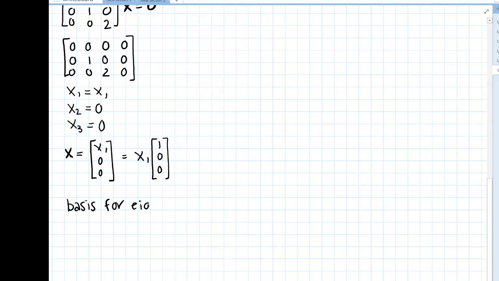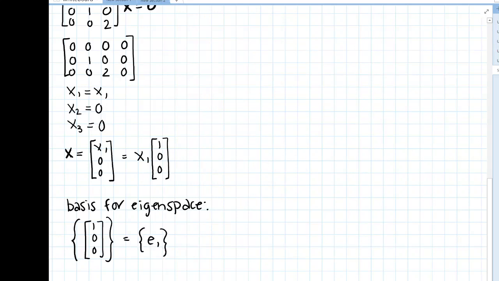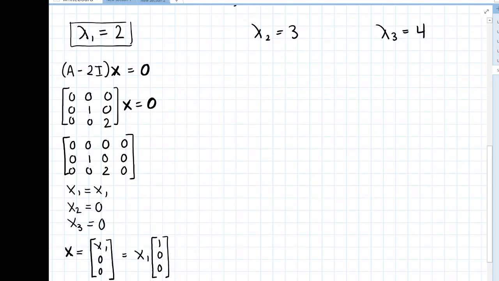And so one way we can describe this, or what we can say is a basis for the eigenspace, is 1, 0, 0, which you could also write as just E1, because that's the first standard basis vector for R3. And what does that look like? It's just the x-axis. Anything where the y and z components are both 0, x can be anything, it's the x-axis. Okay, and we'll come back to why that shouldn't be surprising in a moment.